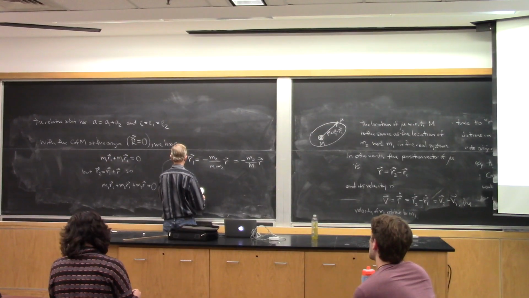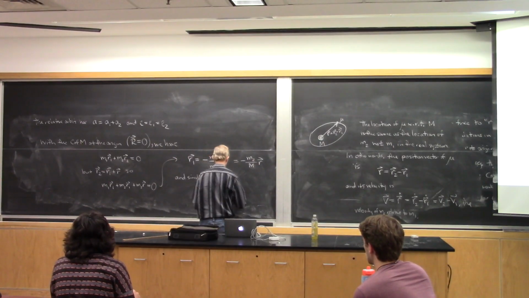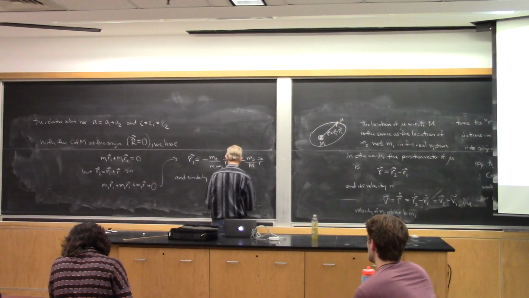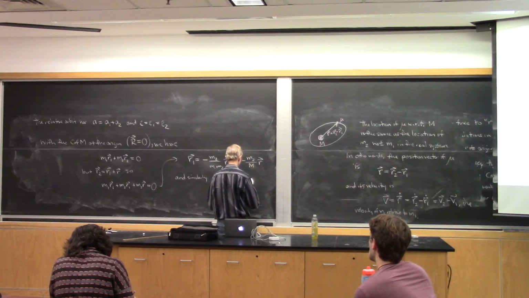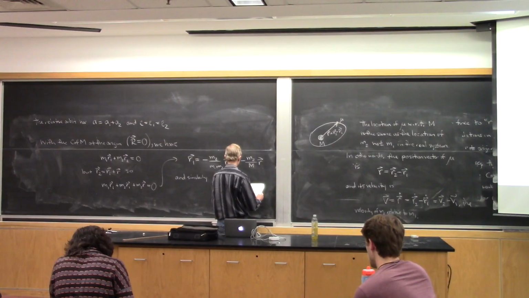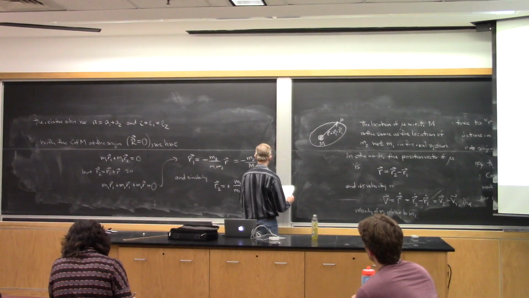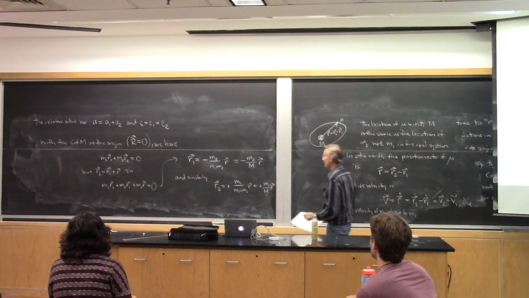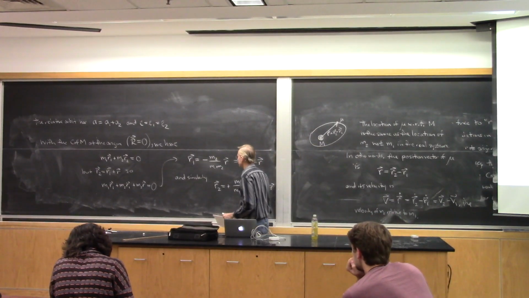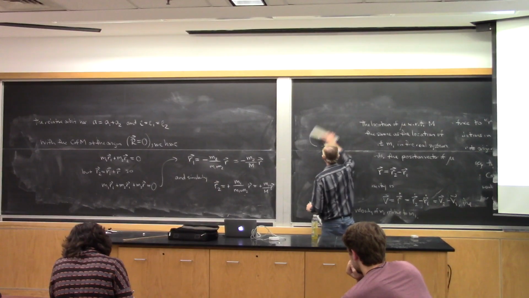And similarly, if we do the same thing for R2, we find that R2 is equal to plus, in this case, M1 over M1 plus M2 R, or in other words, it's plus M1 over capital M times R. So if I know the value of R, the relative displacement, these two formulas can give me the values of R1 and R2 in the actual system.